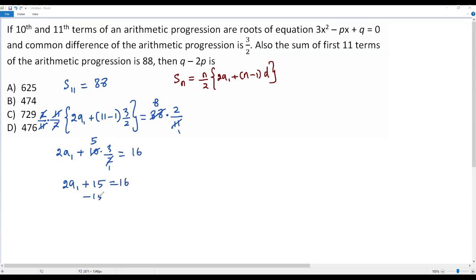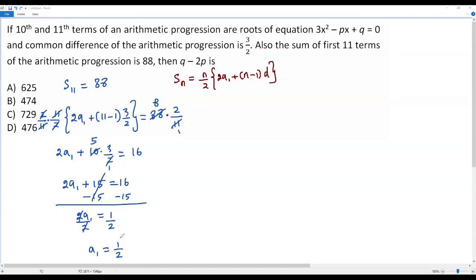Now let me subtract 15 from both sides. When I do so, the positive 15 and negative 15 will cancel out. I'm getting 2a1 equals, when I combine 16 and negative 15, just 1. Let me divide both sides by 2, then the 2 will cancel out. I'm getting a1 = 1/2. Now I got the first term of the given arithmetic progression, that is 1/2.